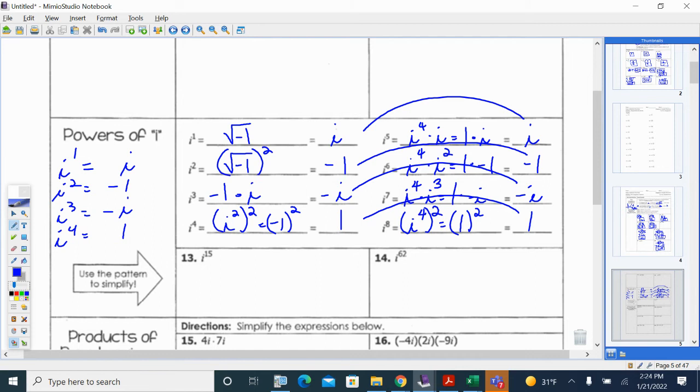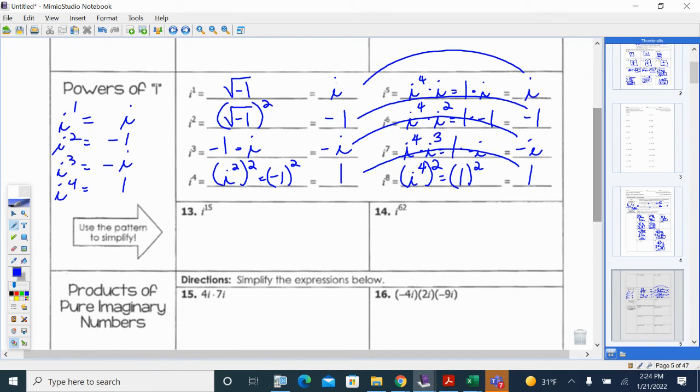So to use this pattern, you're trying to figure out how many 4s are in the 15. For number 13, your exponent is 15. So how many 4s are in 15? So you'd have 4, 8, 12. So i to the 4th 3 times gives us 12 of the 15, right? So then that leaves 3 more.